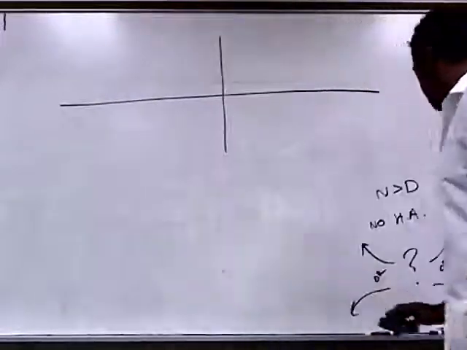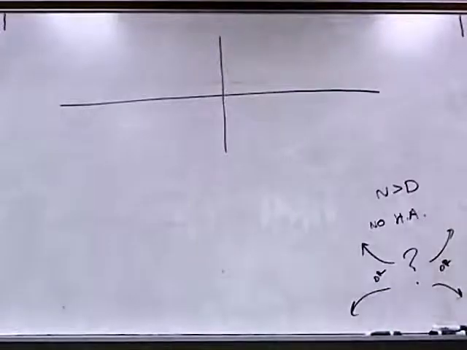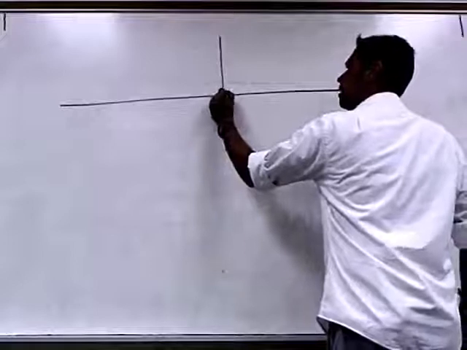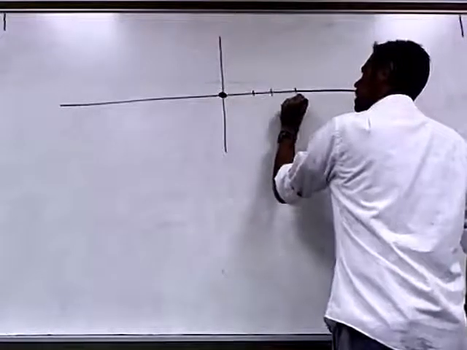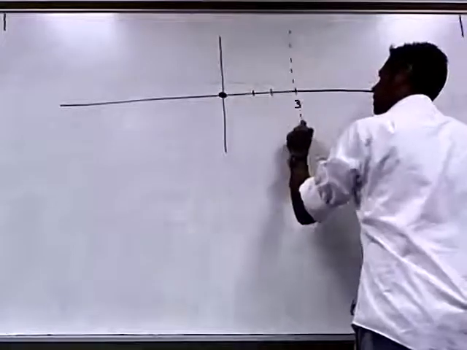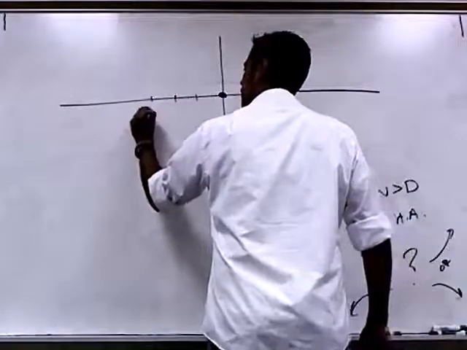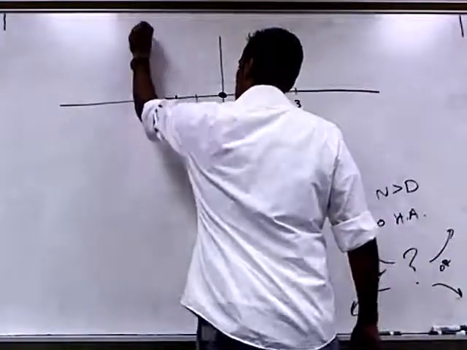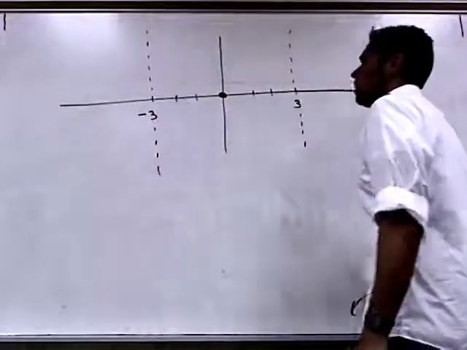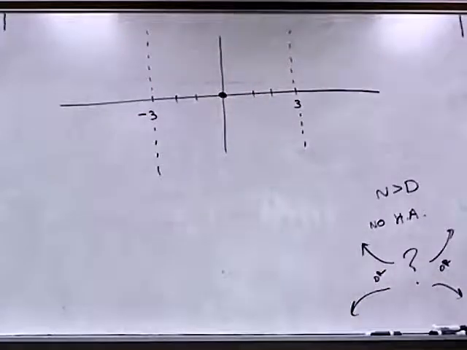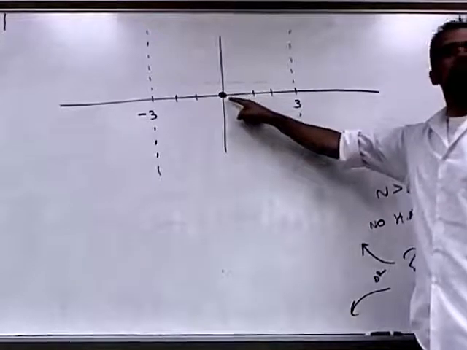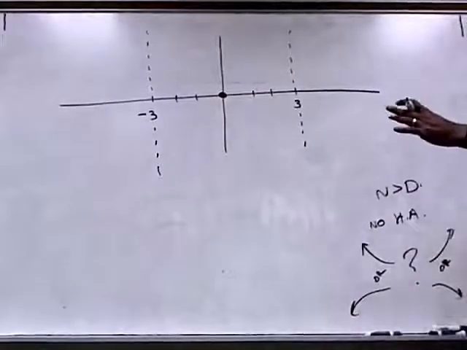Starting out with my x-intercepts. X-intercept, I only had one, right? 0. My verticals were at 3 and -3. Horizontal, or wait, y-intercept, right? I already have my y-intercept. Horizontal? None.